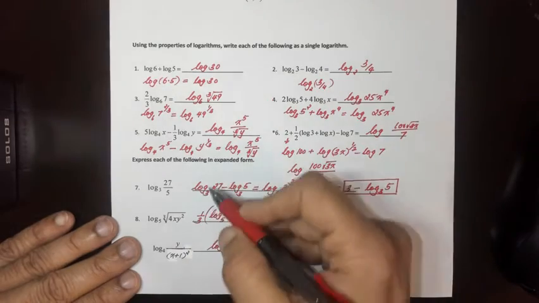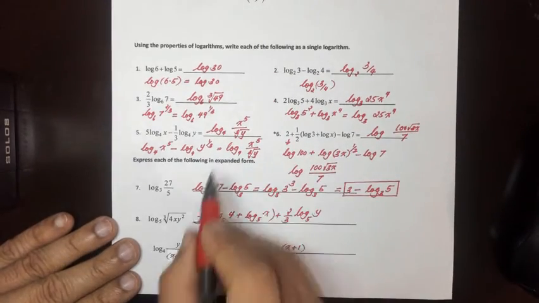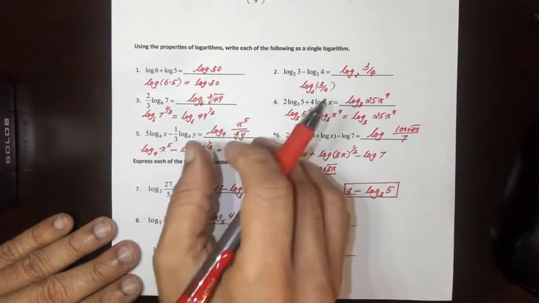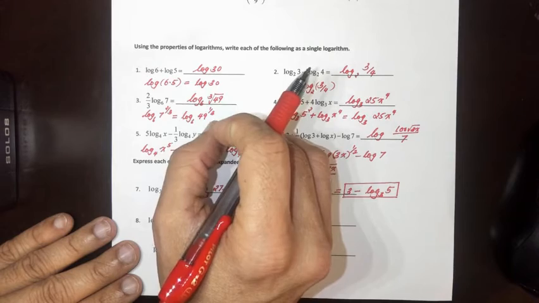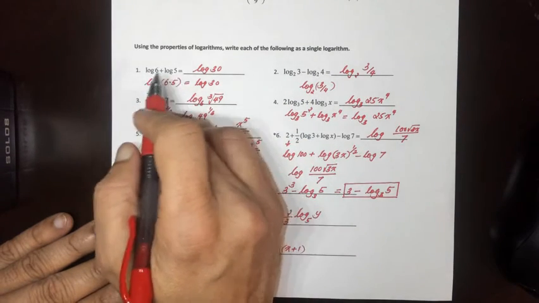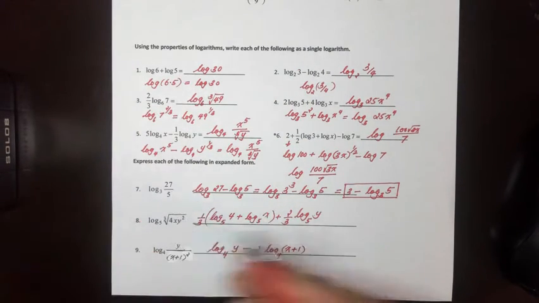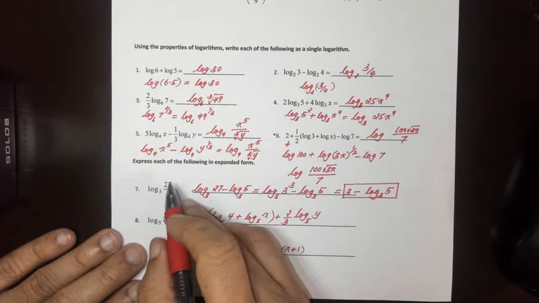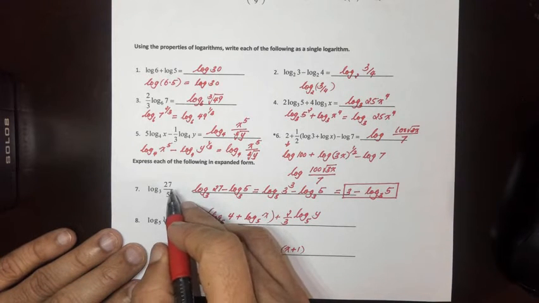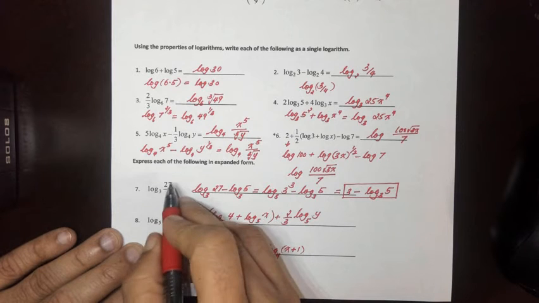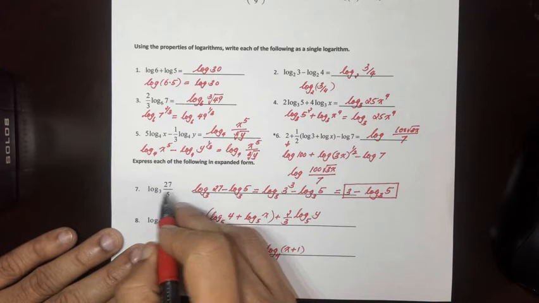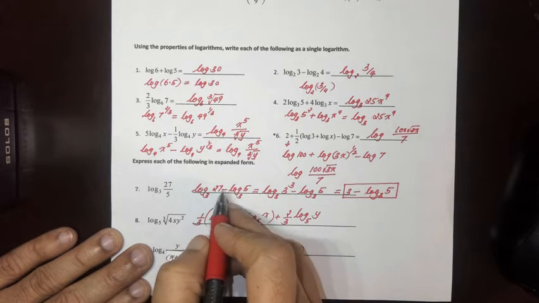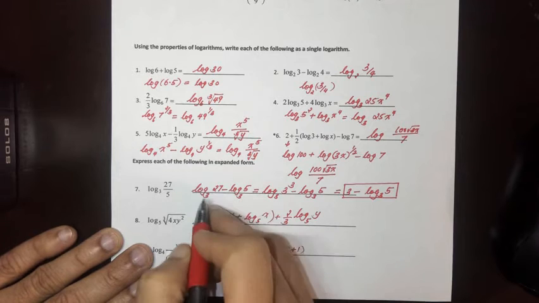Now this is actually the opposite of this one. We were basically condensing an expanded logarithm. Now we are actually expanding a condensed logarithm. So for log 27 over 5, we need to apply the division, the quotient rule here. So log 27 over 5 to the base of 3 is log 27 minus log 5 to the base of 3.